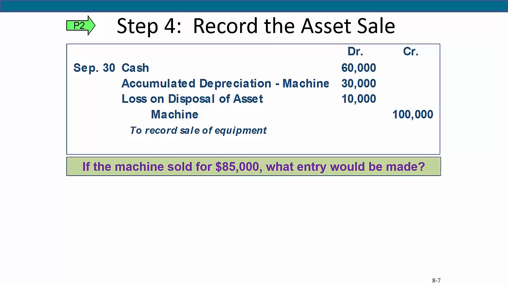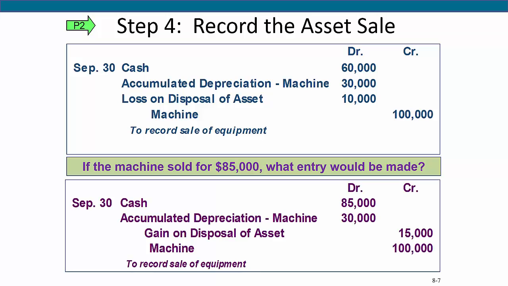Now, if the cash received were $85,000, we would record instead a gain of $15,000. A gain is a good thing, right? So it's revenue. And revenues are recorded with credits.